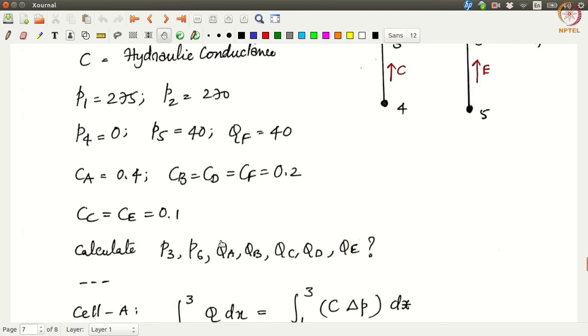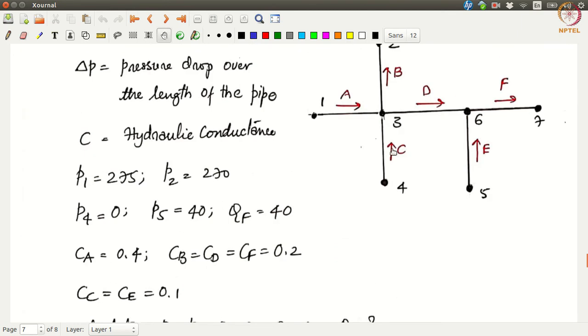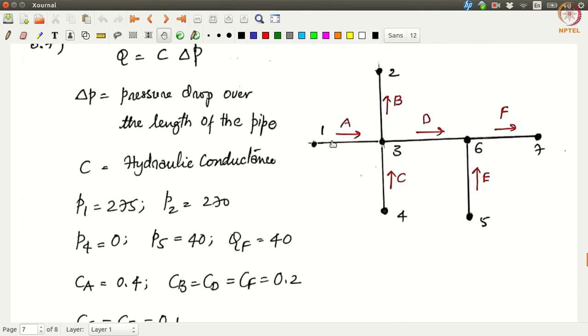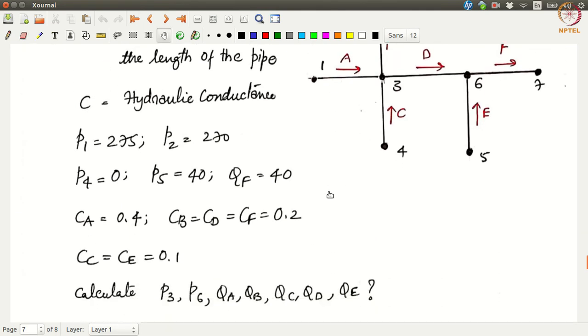And we were asked to calculate what is the pressure at this P3 and P6, and what is the flow rate through QA, QB, all the way to QE. Okay, so we have to calculate what are all the flow rates.